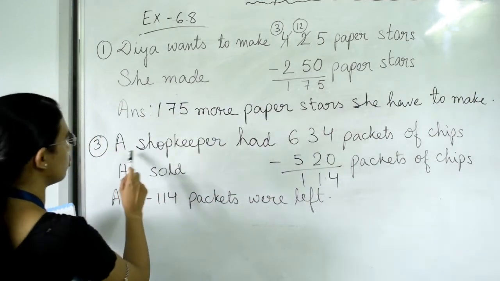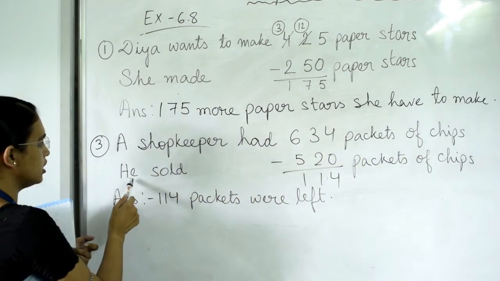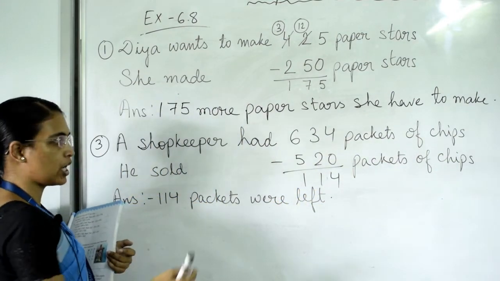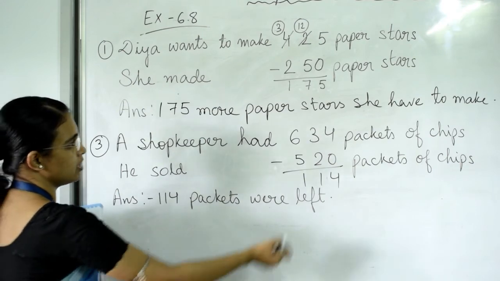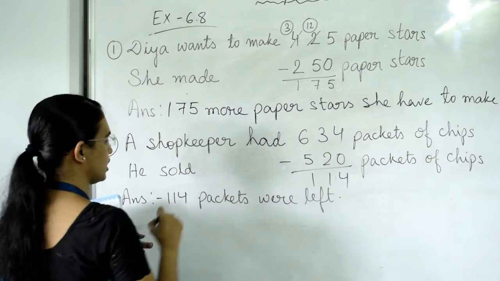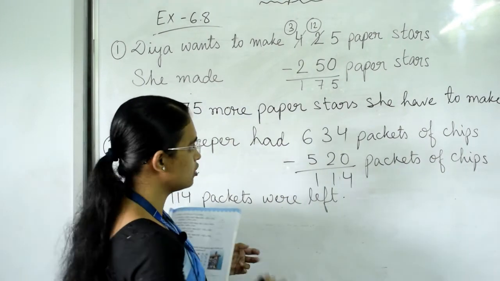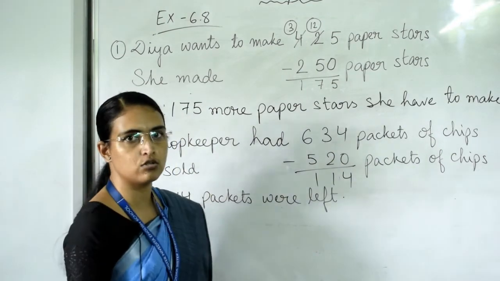First write, a shopkeeper had 634 packets of chips. Then in the next line, he sold 520 packets of chips. We are doing subtraction, so we have to put the subtraction sign, the minus sign. Then subtract this, the answer will be 114. So the answer is 114 packets were left. So in this way do question number 2 and question number 4. These 2 are your homework.